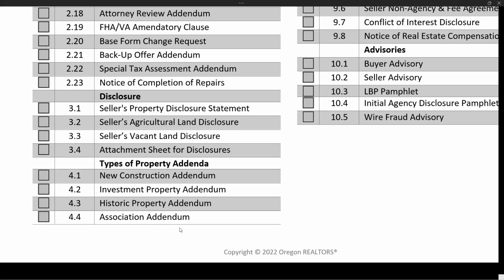Lastly, 4.4, the association addendum, is for when you have a property that's part of an association, be that a homeowners association, a condominium association, a marina park association, or a manufactured home park association. It also applies to planned communities of any kind. The association addendum provides additional disclosures and termination rights based on the reception of the association's undergirding documents, generally bylaws and articles of incorporation, as well as the rules and policies of that association. If you have something, for example, like a condominium, you would use the association addendum to address condominium questions.